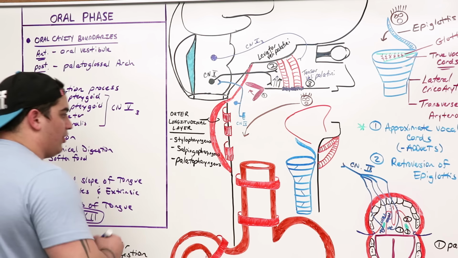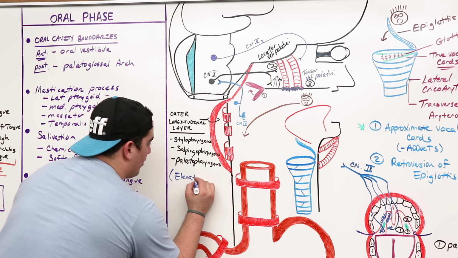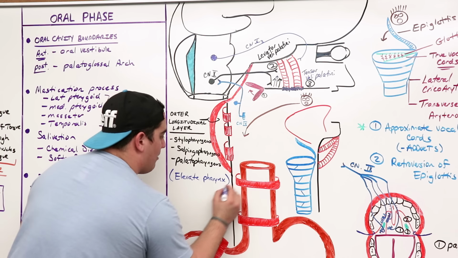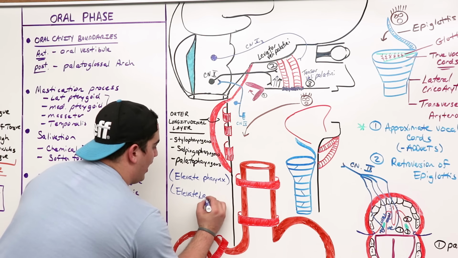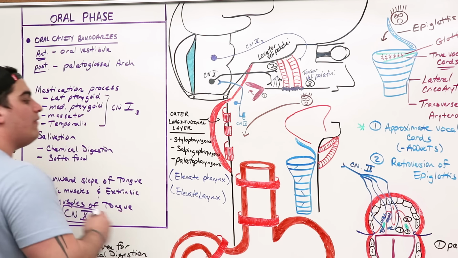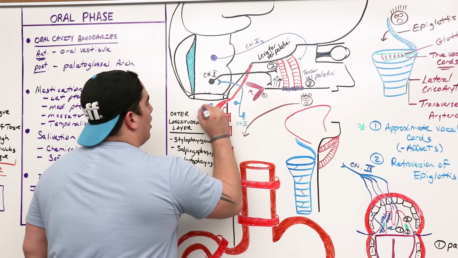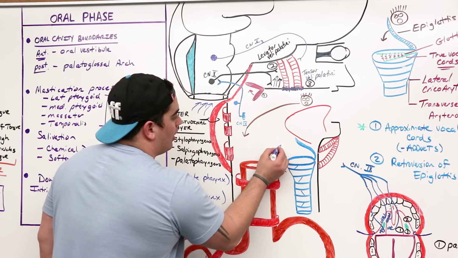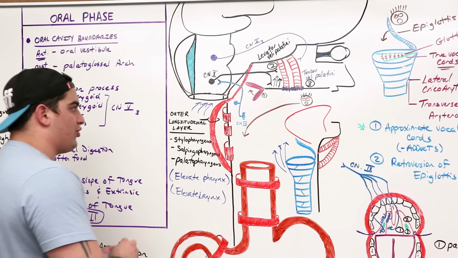What do all of these guys do? They're so gracious. They do two things. They elevate the pharynx. They pull the pharynx up, and as a result, they elevate the larynx. So they can elevate the pharynx, and they can elevate the larynx. So now it's going to pull upward, and at the same time, it's going to pull the larynx upwards. So two things there with this outer longitudinal layer.